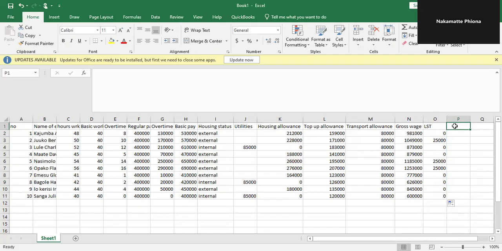Having NSSF for the gross wage as per statutory rates of NSSF. NSSF is 5% of the gross wage.